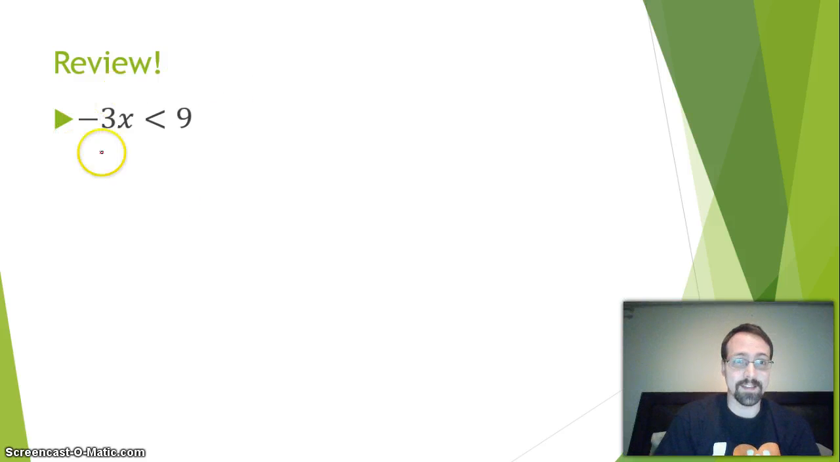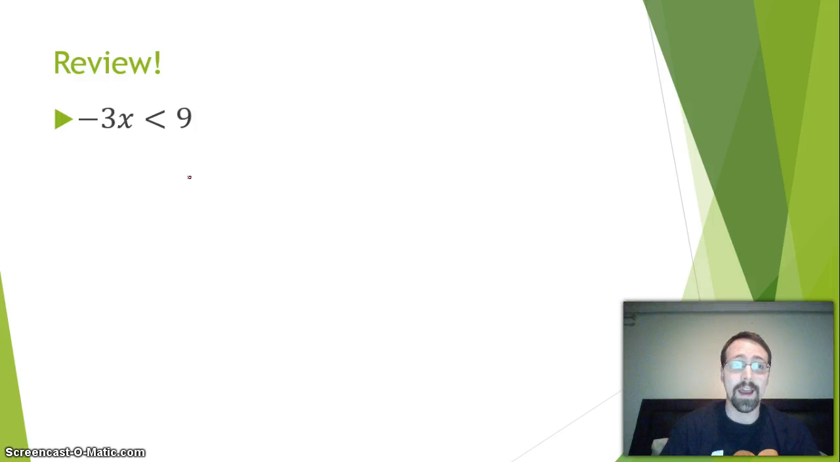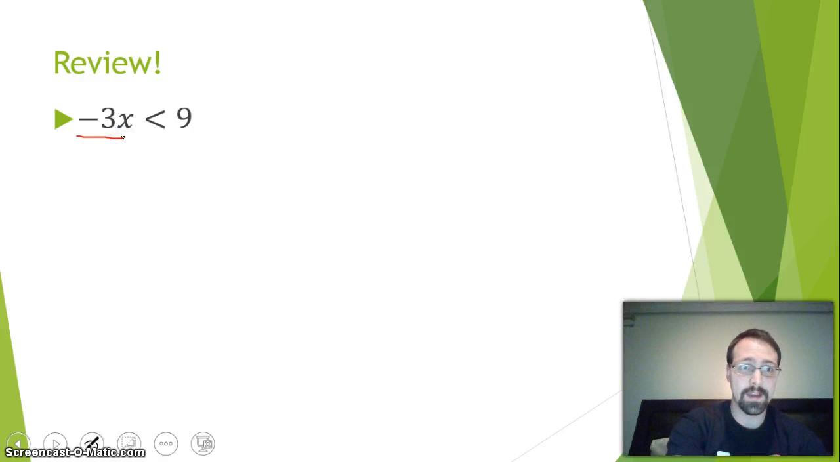All right, so we've got this problem. Negative 3x is less than 9. We need to solve. We need to get x by itself. I have negative 3 times x. We need to do the inverse operation. The inverse operation of multiplication is division. So we're going to divide by negative 3 on both sides.